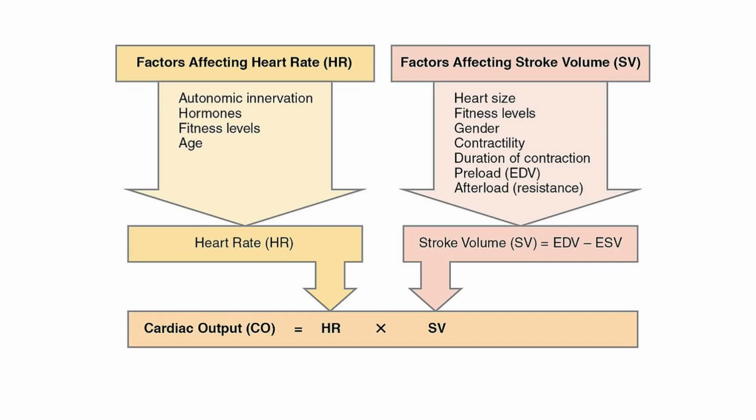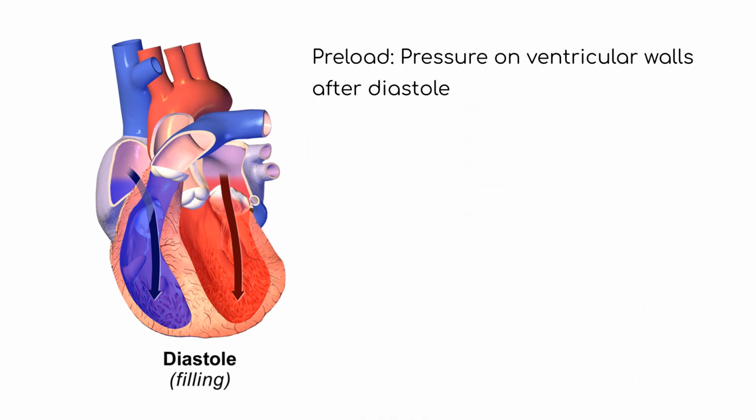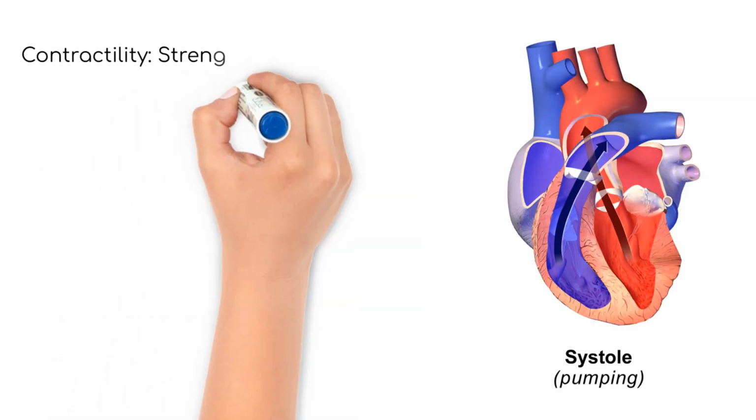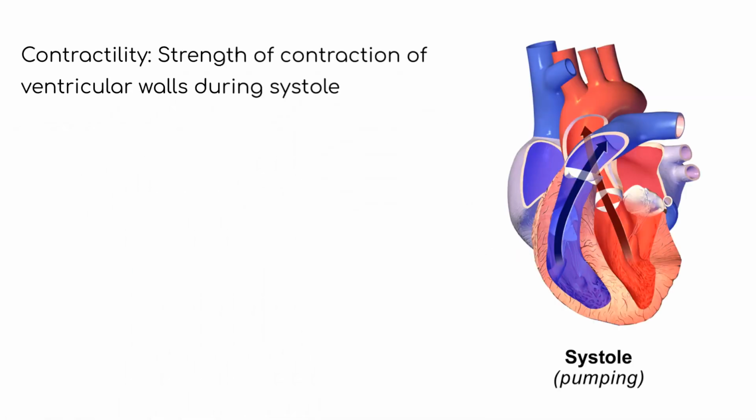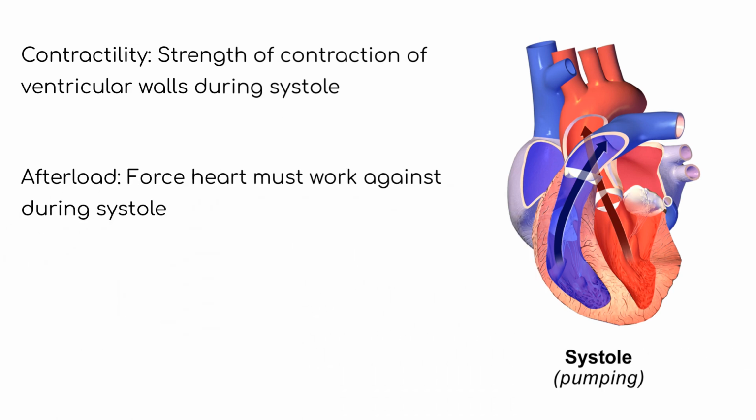Stroke volume can also be affected by fitness levels. For example, fit people can have a larger stroke volume, which causes a slower heart rate, to balance out cardiac output. Preload, contractility, and afterload all affect stroke volume. Preload is the pressure on the ventricular walls after filling, which is at the end of diastole. Contractility is the strength of contraction during systole, and afterload is the force the heart must work against or overcome during systole.